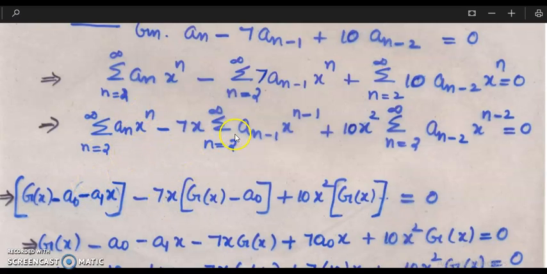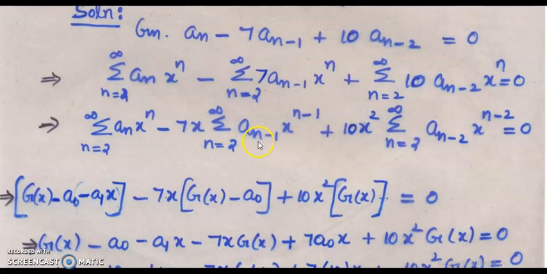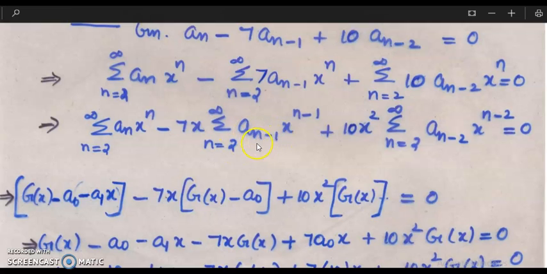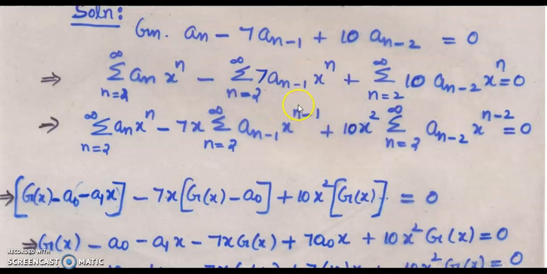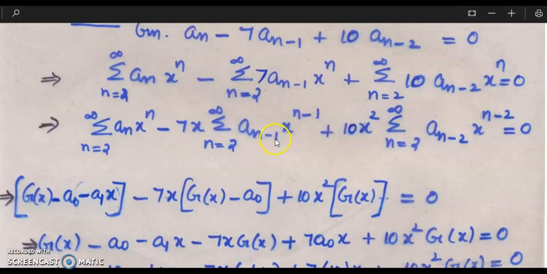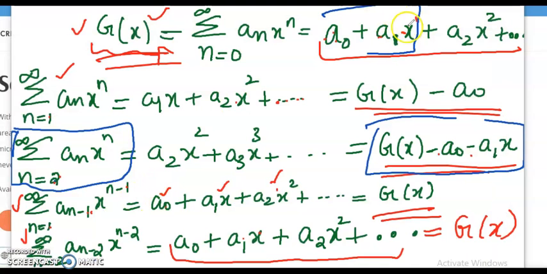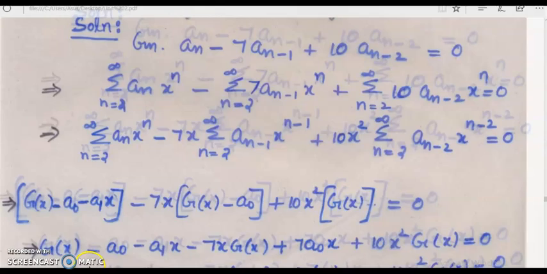Then the second term, summation with n starting from 2. When you take 2 and substitute it here, 2 minus 1 is 1, so it is a1 x1. So this starts from a1 x1, which means you have to subtract a0: g of x minus a0. So that is the second term.